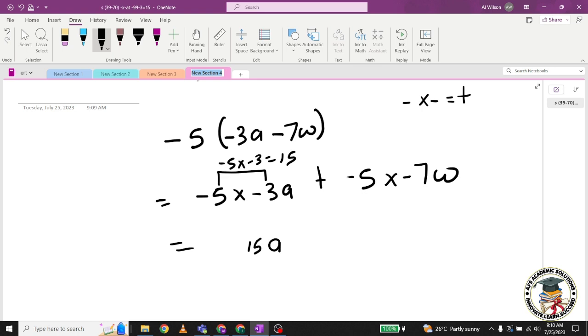So here we have 15. Put our addition sign. Our variable in this case is w. A negative 5 times negative 7 is 7 times 5, 35. So it's 35. Giving us the answer to be 15a plus 35w.